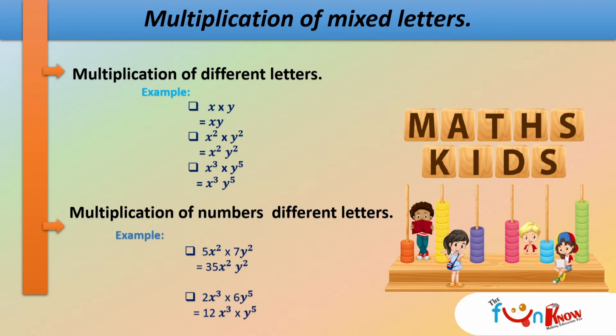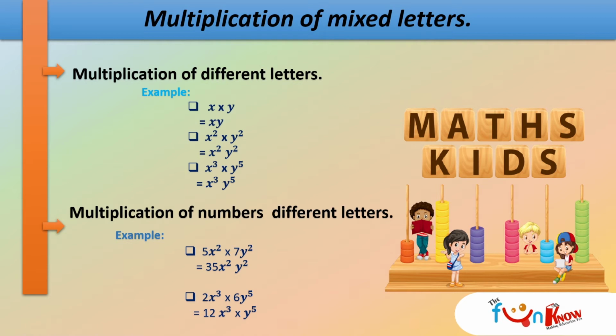Multiplication of numbers with different letters. Example, students, you can see over here: 5x square into 7y square. You can see x square and y square are different terms, as we have already seen. We are not going to do anything with those terms. We are just going to write x square and y square as it is. 7 and 5 are the numbers. You can multiply them. 7 into 5, you know, 35. So the answer will be 35x square y square.